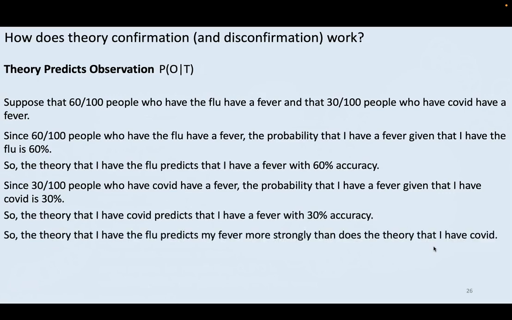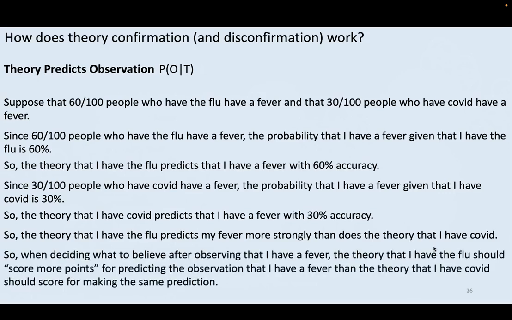So the theory that I have the flu predicts my fever more strongly than the theory that I have COVID does. So if all else is equal, we should say, upon observing fever, that I'm more likely to have flu than I am to have COVID. Now, all else might not be equal, so that's why this point scoring metaphor is useful. When deciding what to believe after observing that I have a fever, the theory that I have flu should score more points for predicting the fever than the theory that I have COVID, because the theory that I have flu is a stronger predictor. It's like that weather model that said 90% chance of rain tomorrow at 3, versus the theory that I have COVID, which is more like that weaker weather model that said there's a 10% chance that it will rain tomorrow at 3.